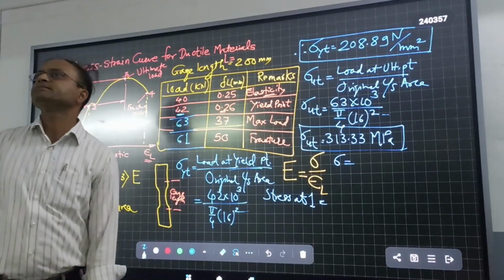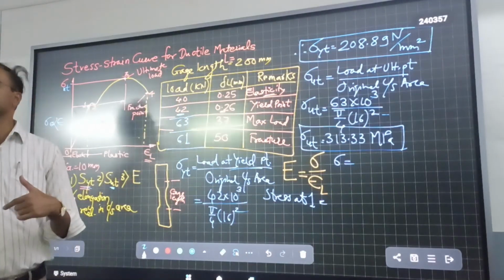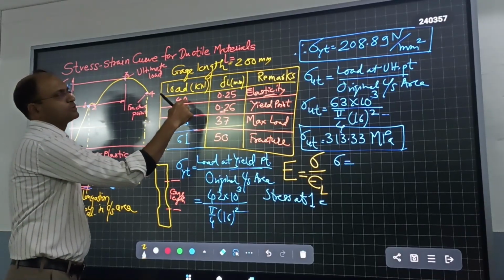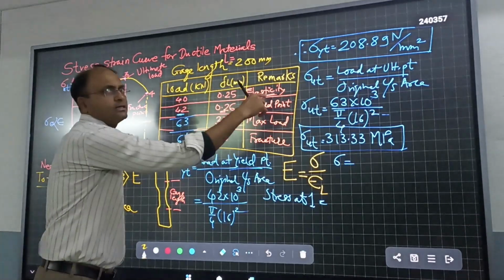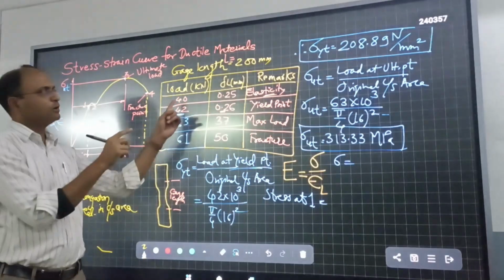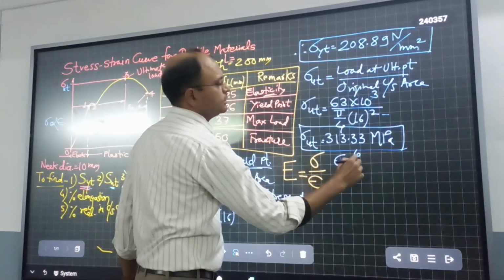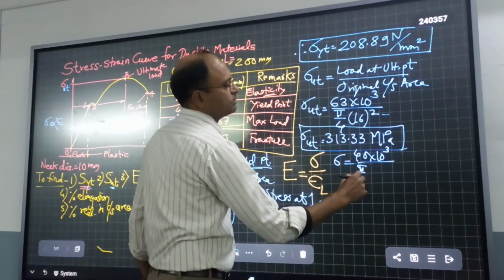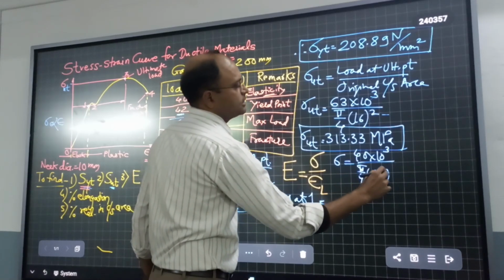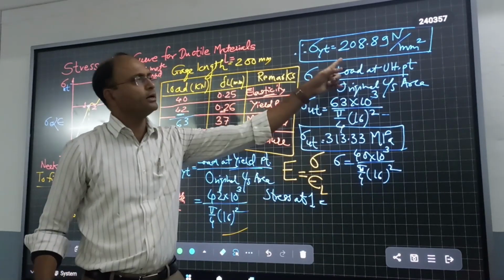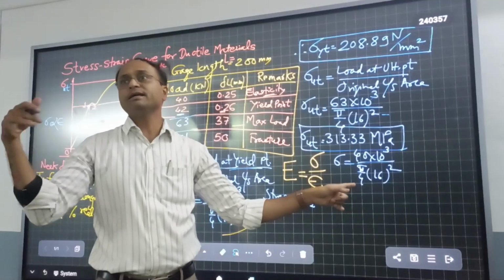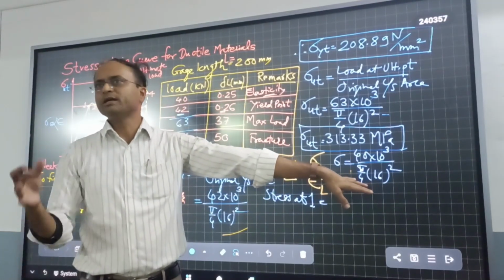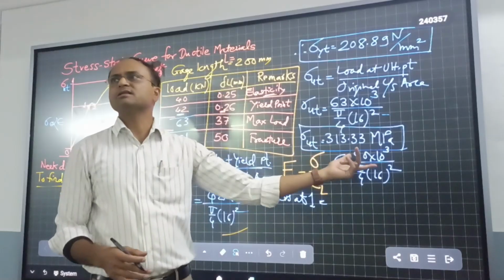Stress is load upon area. What is point 1 and what is the value? At point 1 the value is 40, because the material is elastic up to point 1. So we have to use this value 40 into 10 raised to 3 upon pi by 4 into 16 square. Now you can see we have to use area everywhere, so better you calculate the area separately initially and use that value everywhere. No need to do these calculations every time.